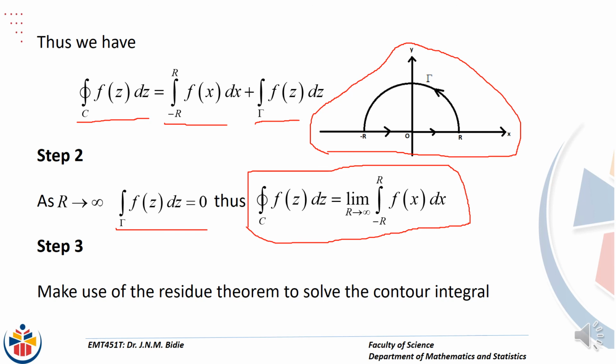Once we've gotten to this step, we make use of the residue theorem to solve the contour once again. Please take note that one of the steps that is required is that contour integral being the sum of those two integrals, and then recognizing that as r approaches infinity, the second integral becomes 0. And therefore, please remember to write that limit as r approaches infinity for the first integral.